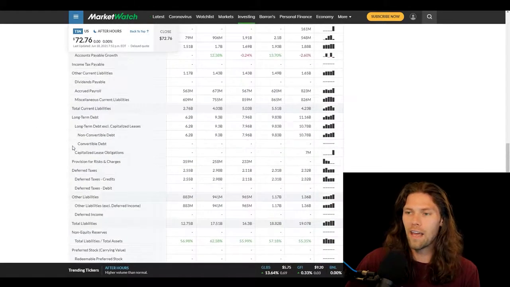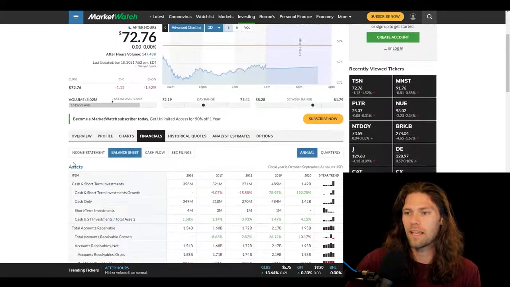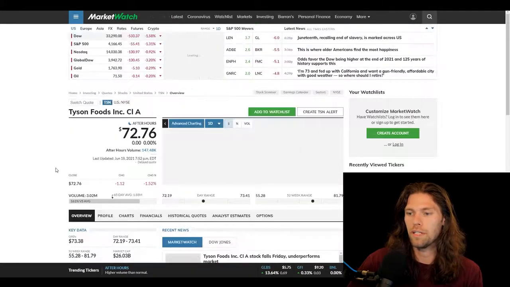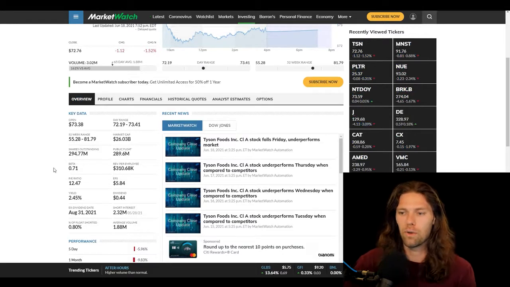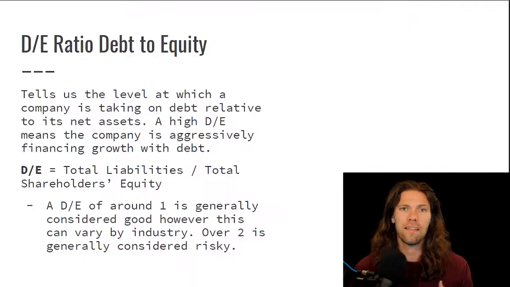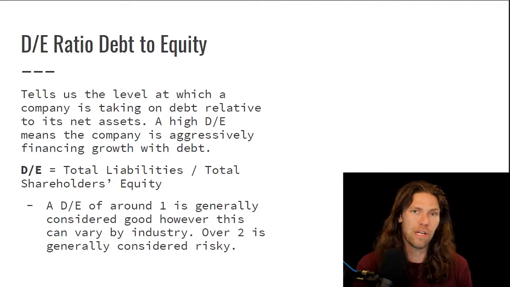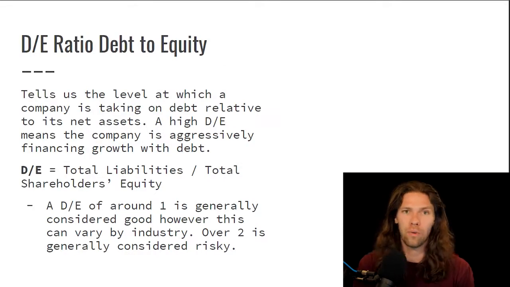And then we need to divide that by the total shares outstanding. In the case of MarketWatch, you can just go to the company overview, and it'll tell you the total number of shares here, and that is 294.77 million outstanding shares. So it's just that equity divided by the total number of shares, and you got your ratio. Next up, we have the D to E ratio, or more commonly called the debt to equity ratio.